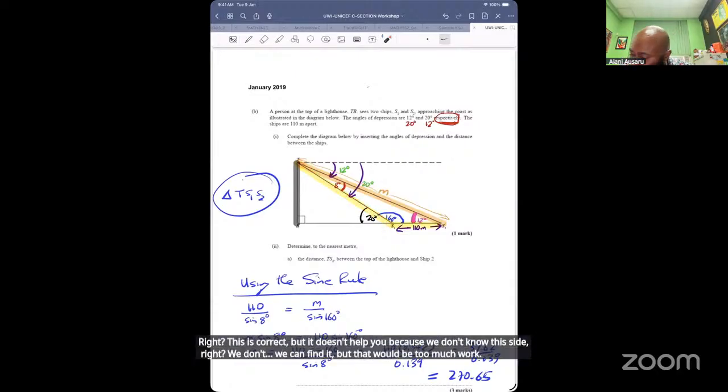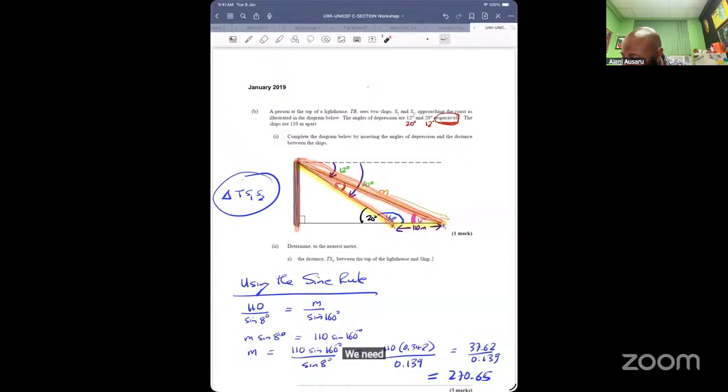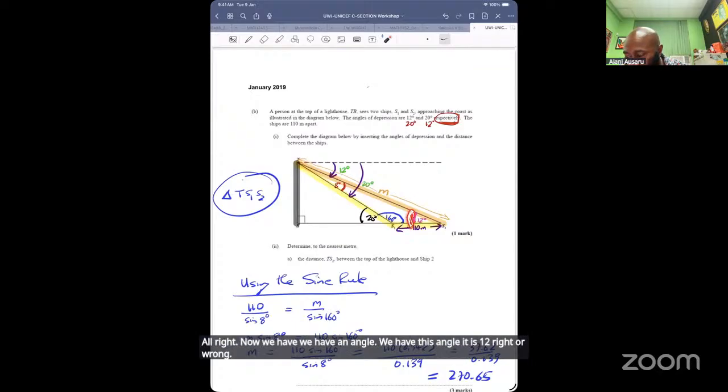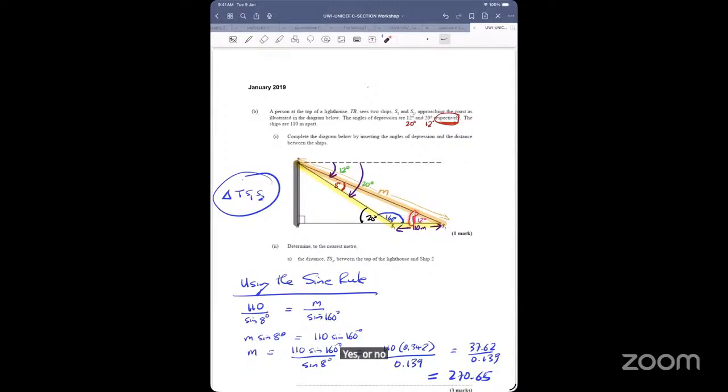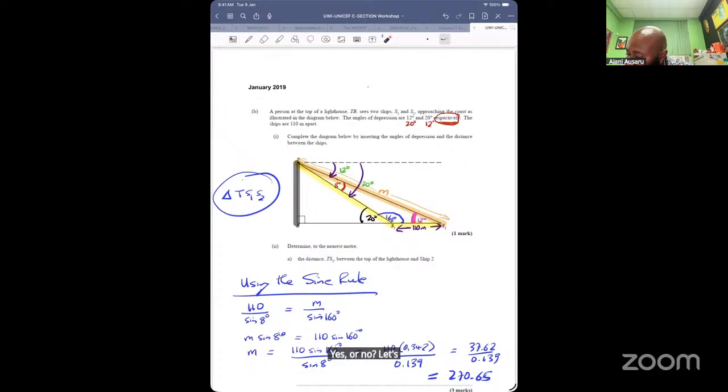It's a 2-mark question, so you're not going to waste time. But we already have this guy here, and we need this side. So we have the hypotenuse, we have this side, and we have an angle. We have this angle here, which is 12, right? Let's go again. We want this side. So this is involved. We have this side and we have this angle, so we can use the trig ratios. Make sense? So stay with me now.